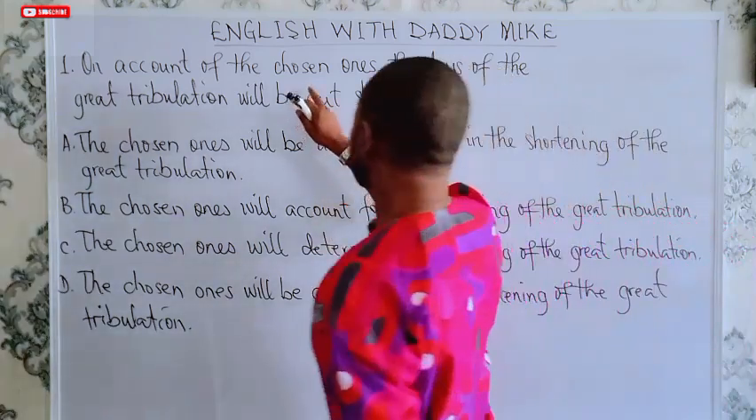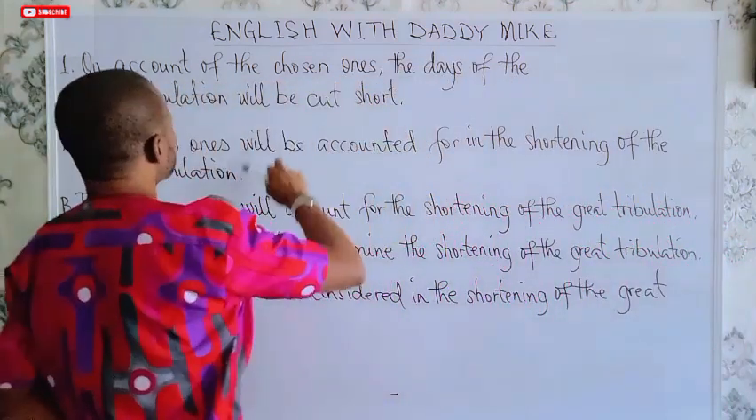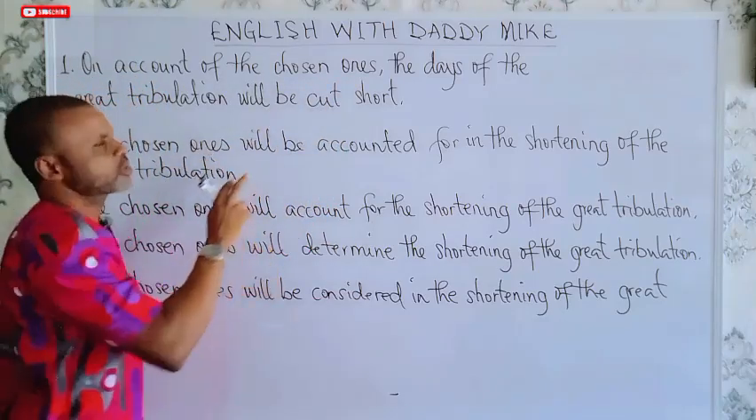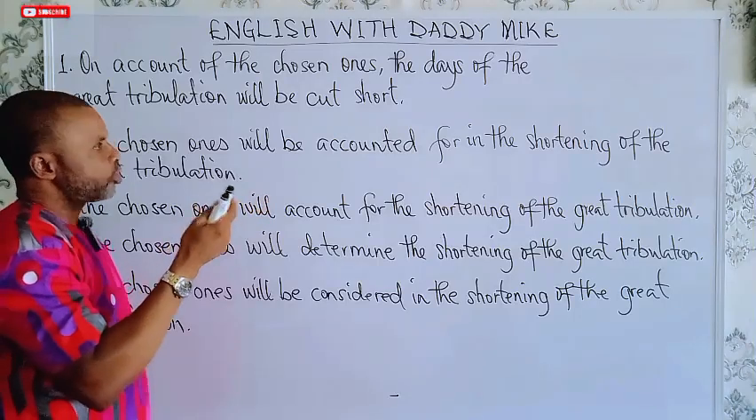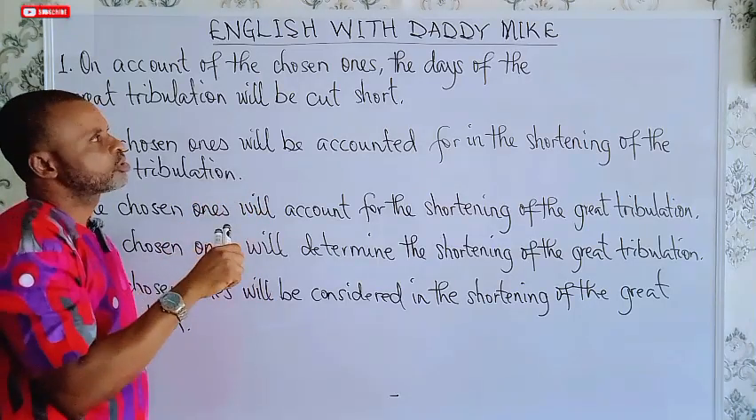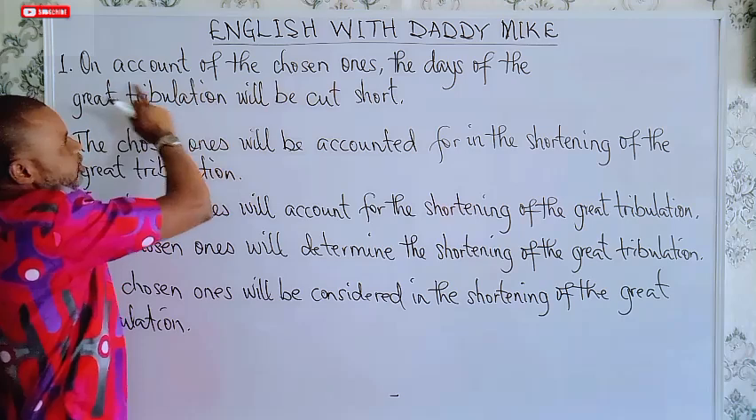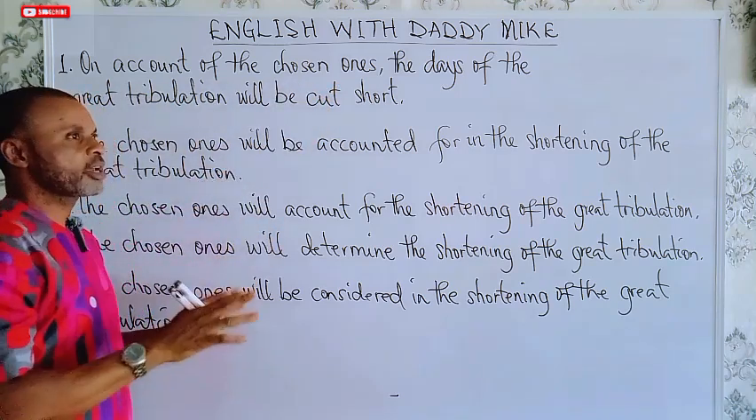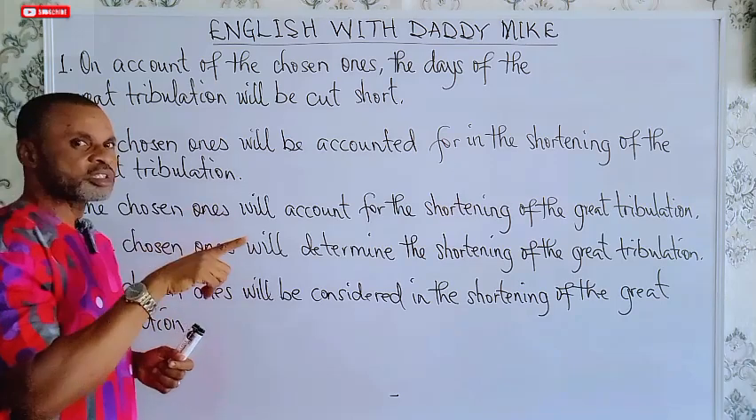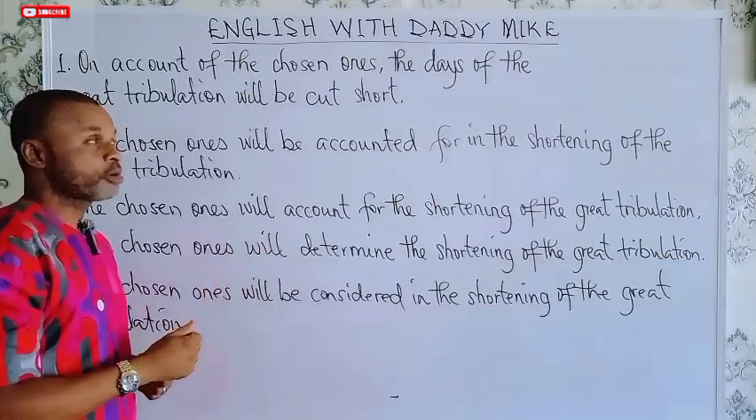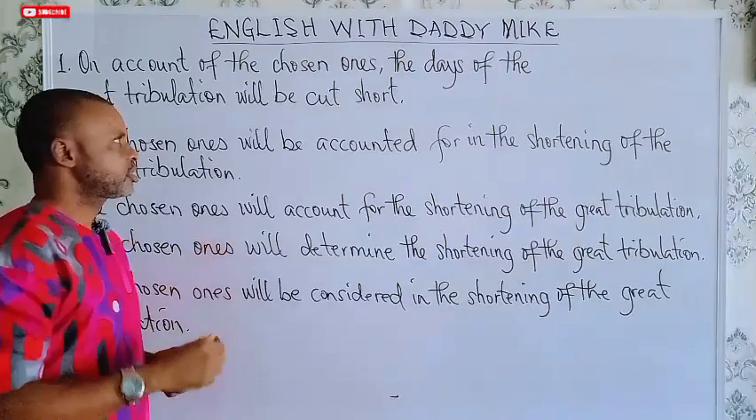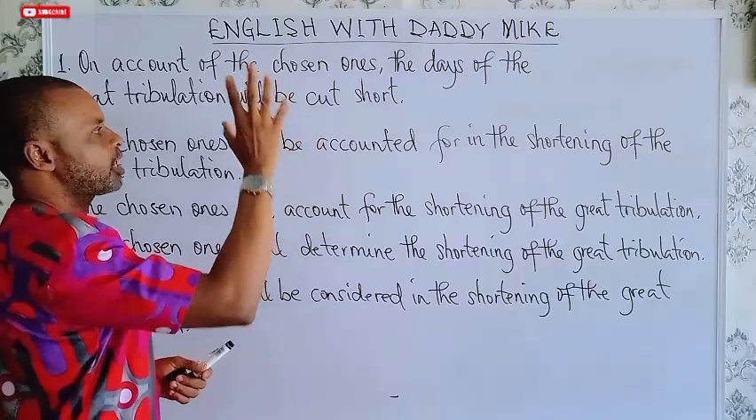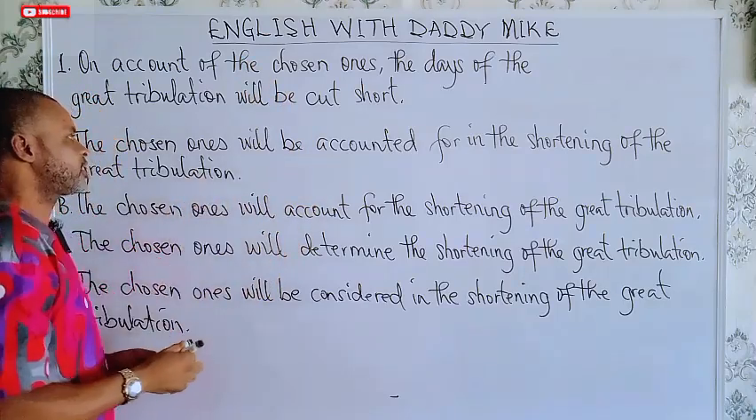On account of the chosen ones. Does that mean that the chosen ones will give an account, or they will be accounted for? Is that the meaning of on account of the chosen ones? That phrase literally means because of the chosen ones, or for the sake of the chosen ones. So any option that has account or accounted for should be discarded.